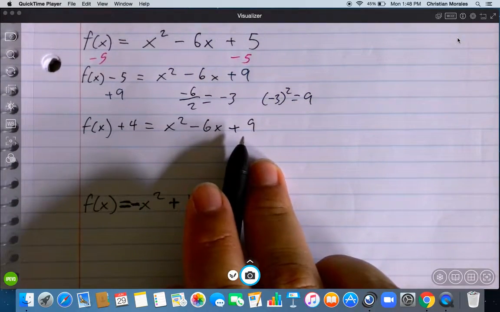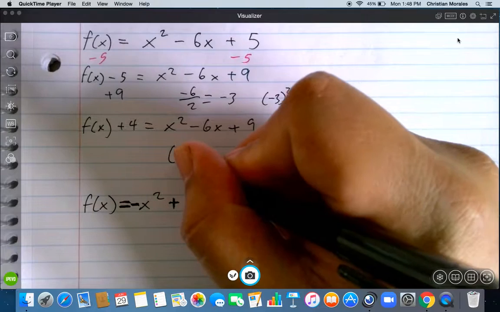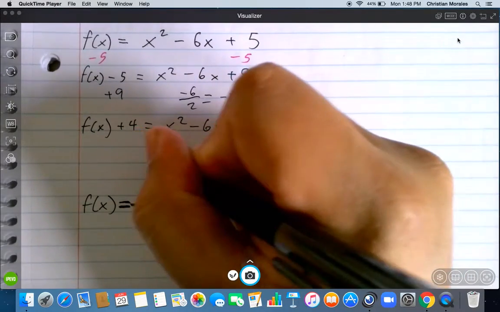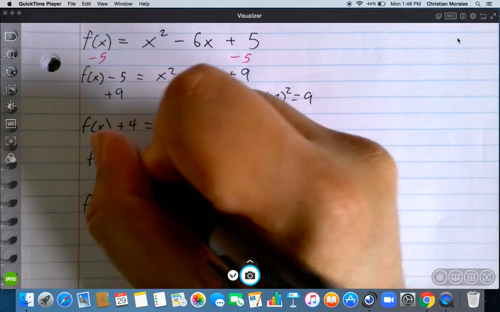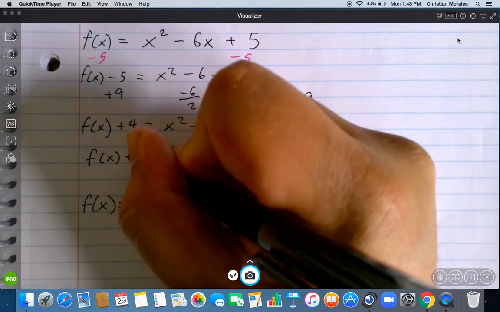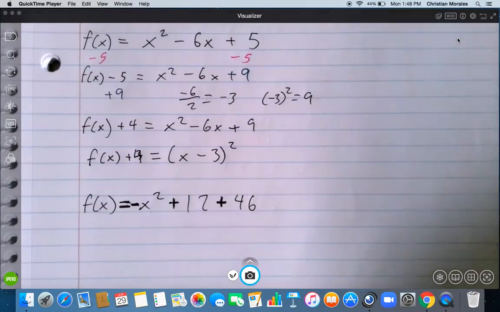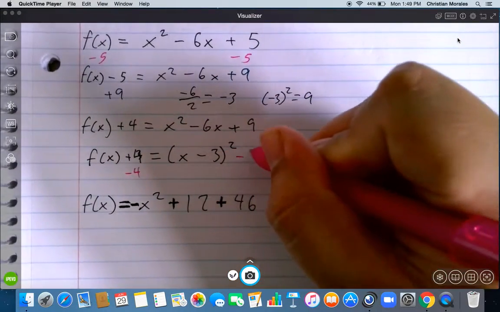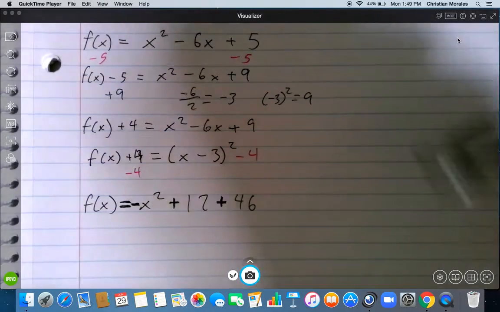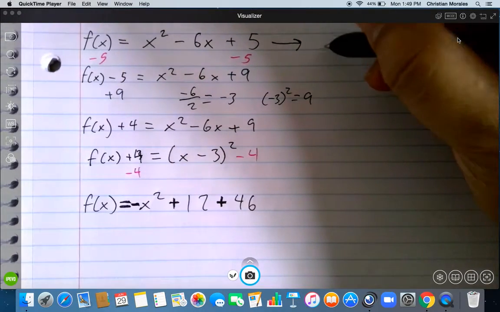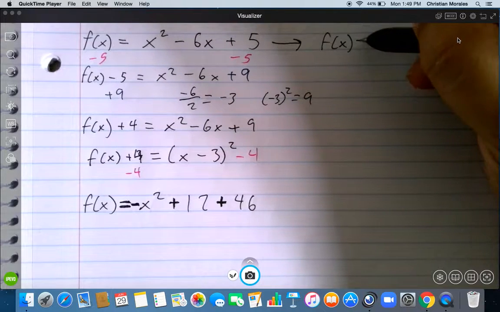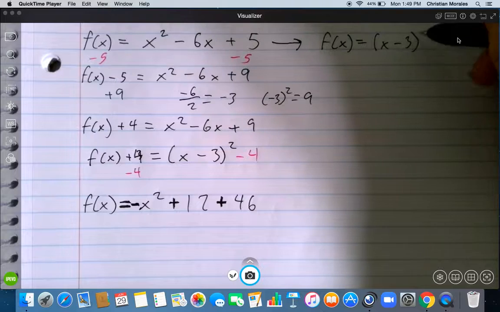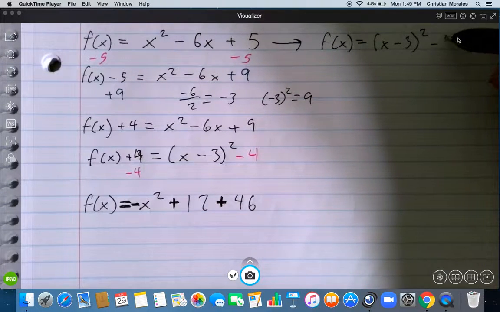I want to write this as a perfect square, so I'm going to do it in factored form. x minus 3 squared. The last thing I have to do is move this number 4. Inverse operations. It's not going to go in there. It's going to go over there because you can't mix it. So your answer for this, your new function, is x minus 3 squared minus 4.